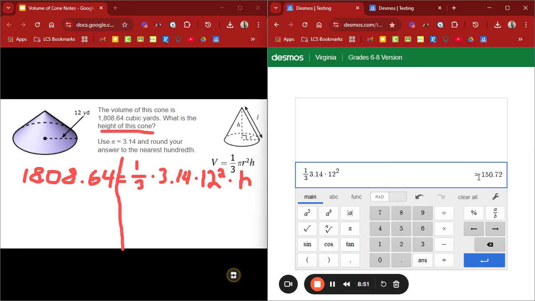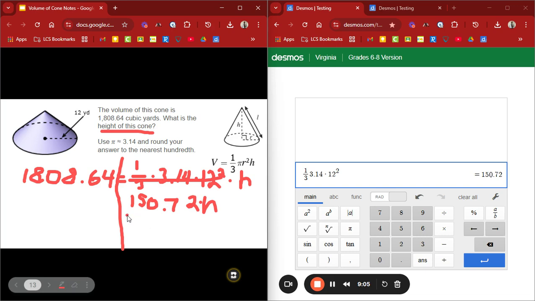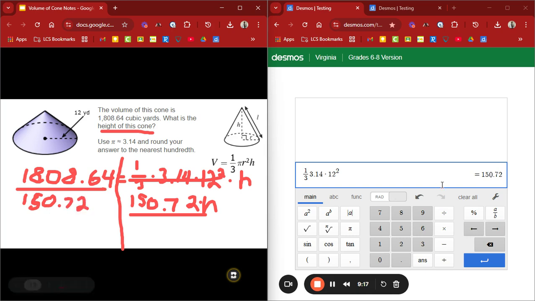All right, and what do I get? I get 150.72. So all of this here equals 150.72 h, right? Or times h. So what am I going to do instead? I'm going to divide both sides by 150.72. Oh my gosh, I hate drawing on this thing. I can't emphasize that enough.